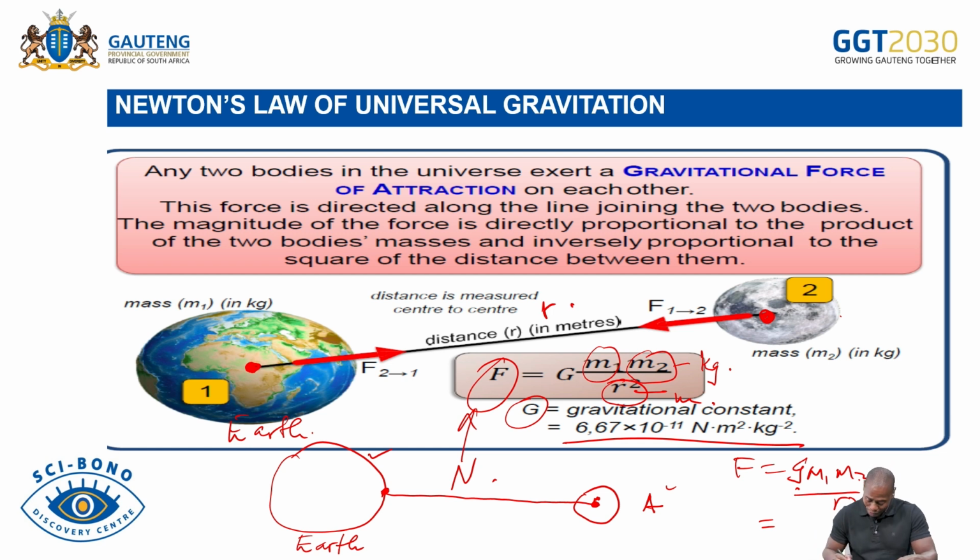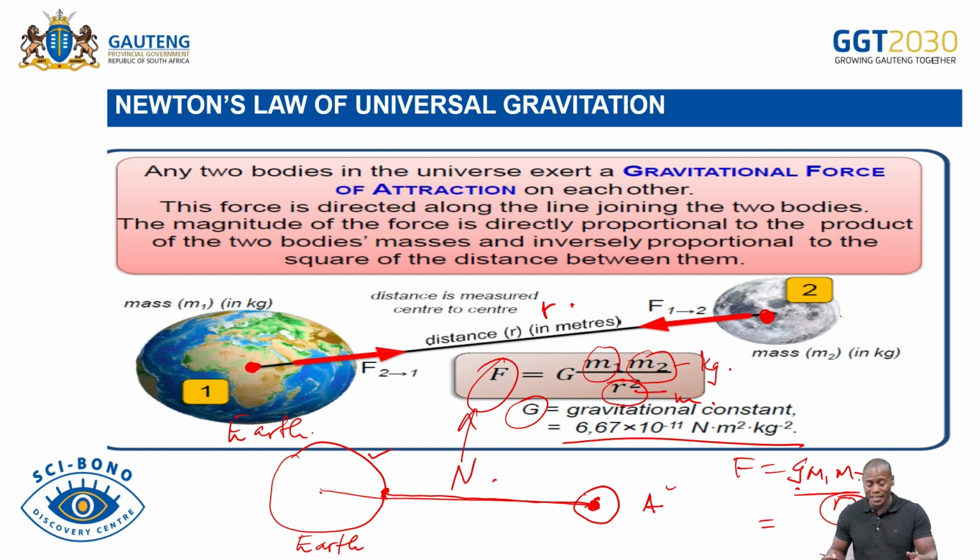All right. But when it comes to R, learners, please be careful. You need to check this. Are you given the distance from center to center? If it's like that, it's fine. You just substitute by that value. But in other cases, for example in this scenario, it is from the surface of the Earth to the center of this object. So you can say your R is from center to center.